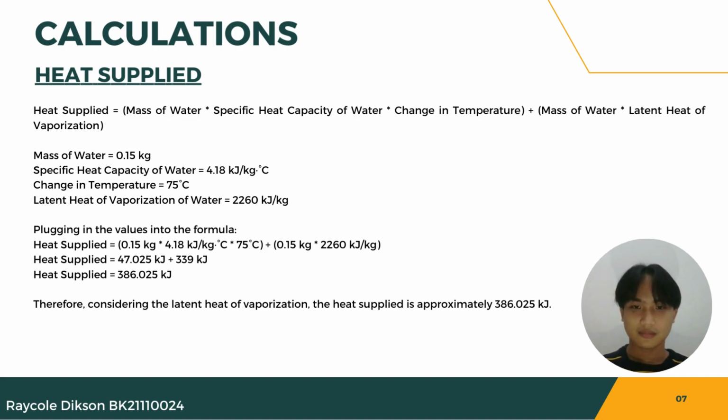2260 kilojoule per kilogram. Plugging in the values into the formula as shown on the slide, after the calculation, you can see that the heat supply is equal to 386.025 kilojoule. So therefore, considering the latent heat of vaporization, the heat supply is approximately 386.025 kilojoule.